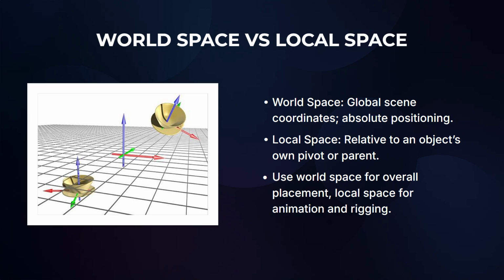If you rotate an object 90 degrees, its local y-axis might now point sideways instead of forward, even though the world y is still forward. Understanding this helps in animation and rigging, especially when bones and objects need to follow relative directions. Now, let's have a quick demo on this as well. World space versus local space.